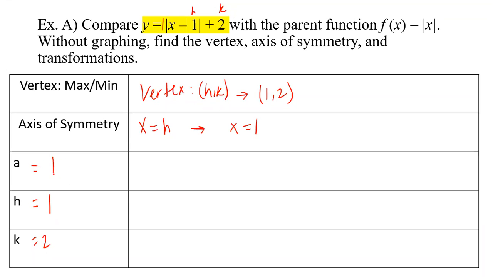And because of what I have here, A equals 1. Because A equals 1, I am just a regular up-facing absolute value. I didn't stretch, I didn't compress, so there's no change based on my A. Okay, my H equals 1, so since my H equals a positive 1, that means my graph is shifted right 1 unit.